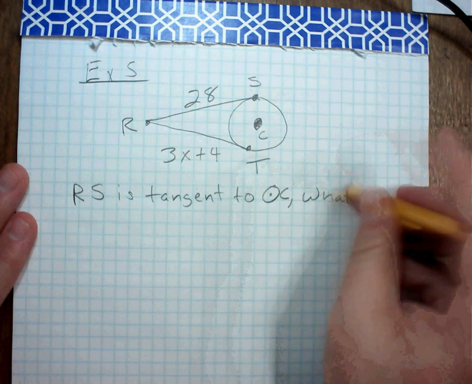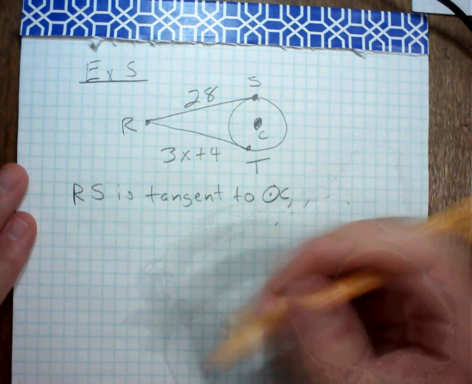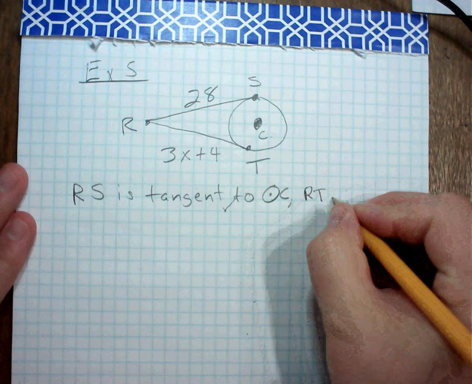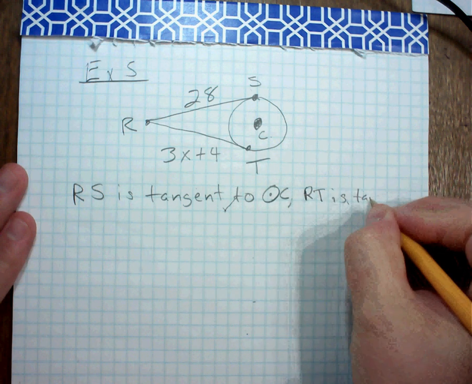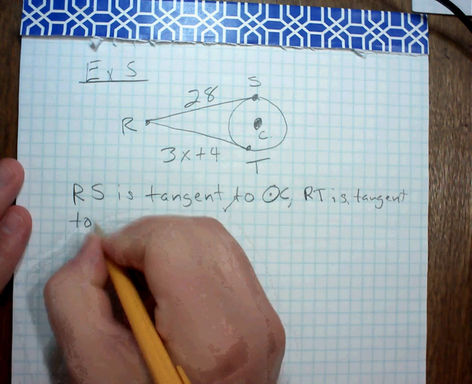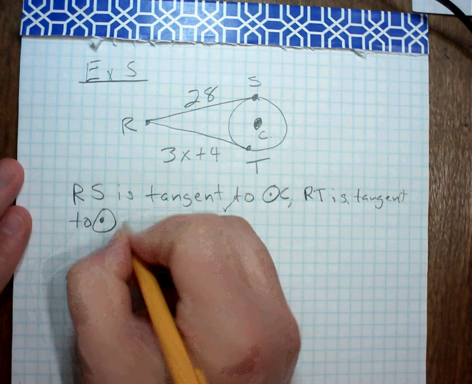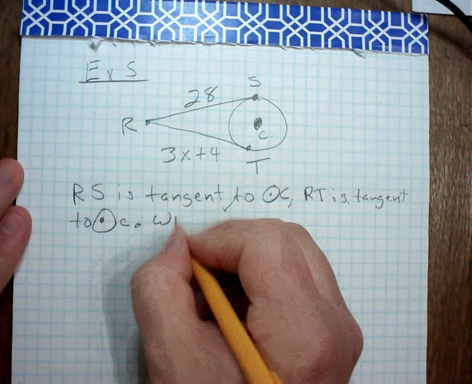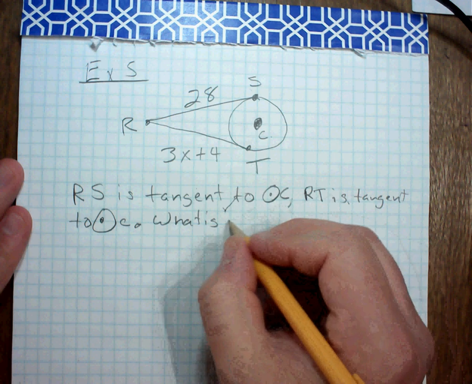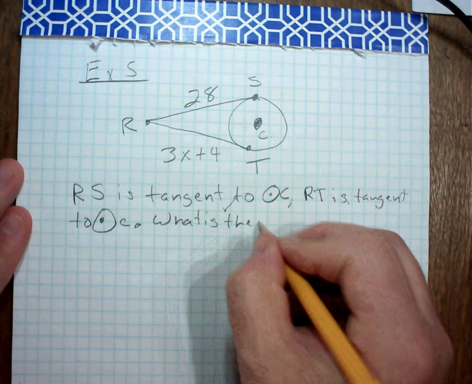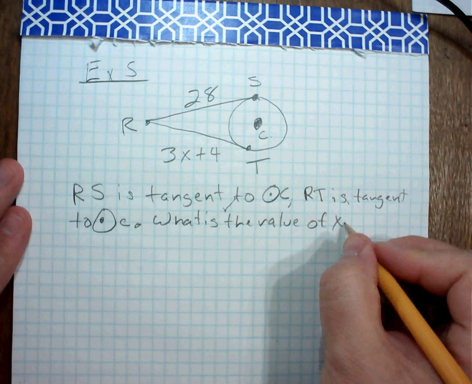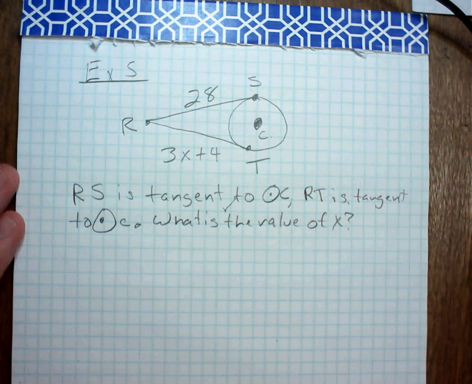And then we're also told that RT is tangent to circle C. What is the value of x? So we've got to find x, okay?